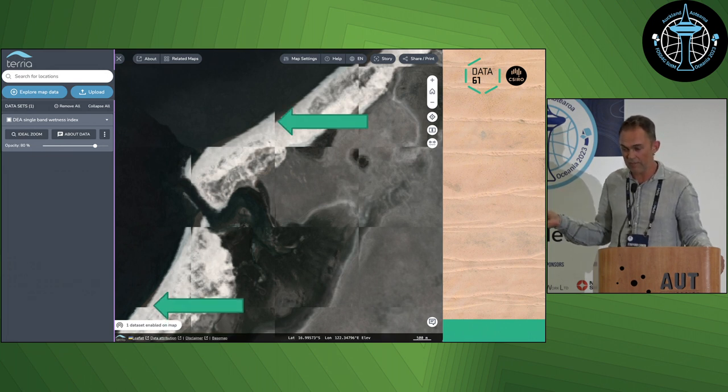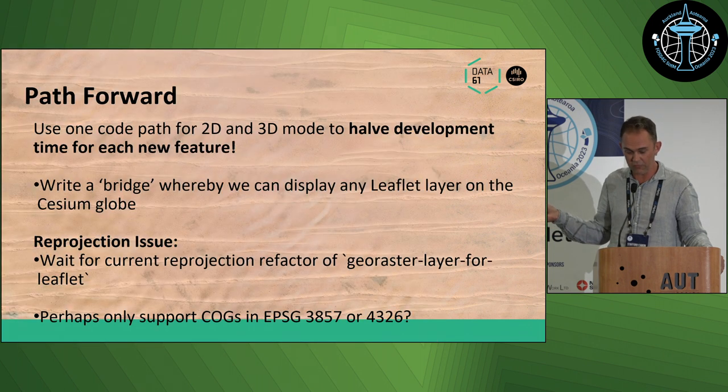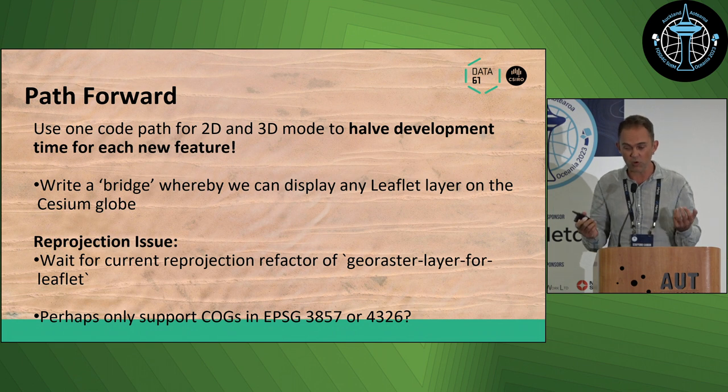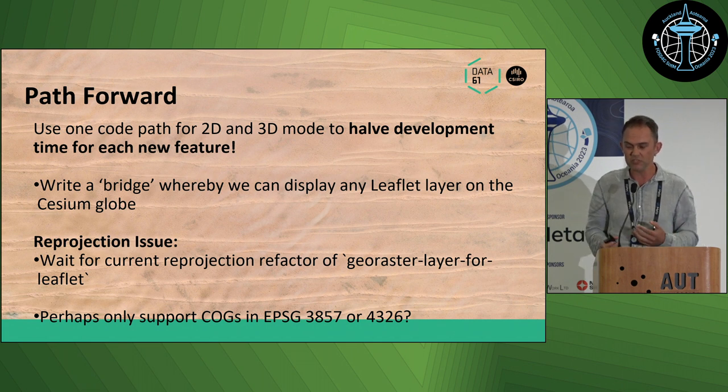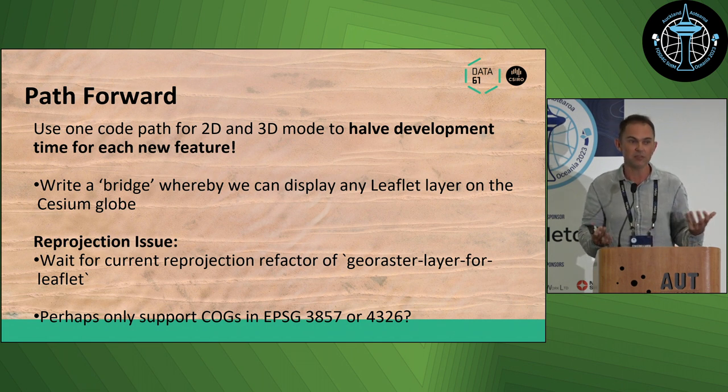So what's our path forward? Basically, I want to refactor it so I've just got one code path for both 2D and 3D mode. And to do that, I think I want to write a bridge whereby we can display any Leaflet layer on the Cesium globe and go about it that way. We currently implement that in the other direction in Terria.